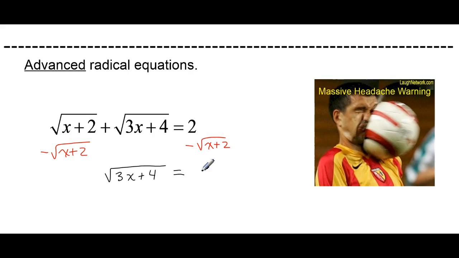So isolate a root. And my suggestion is the more complicated root. Although, honestly, it doesn't really matter. You can isolate either one that you'd like. You'll get the same answer in the long run. Then, next step, square both sides.